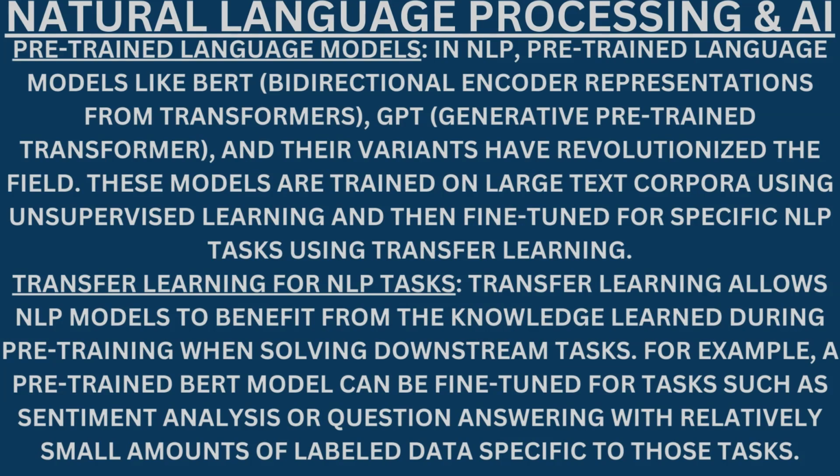Transfer learning allows NLP models to benefit from the knowledge learned during pre-training when solving downstream tasks. For example, a pre-trained BERT model can be fine-tuned for tasks such as sentiment analysis or question answering with relatively small amounts of labeled data specific to those tasks.